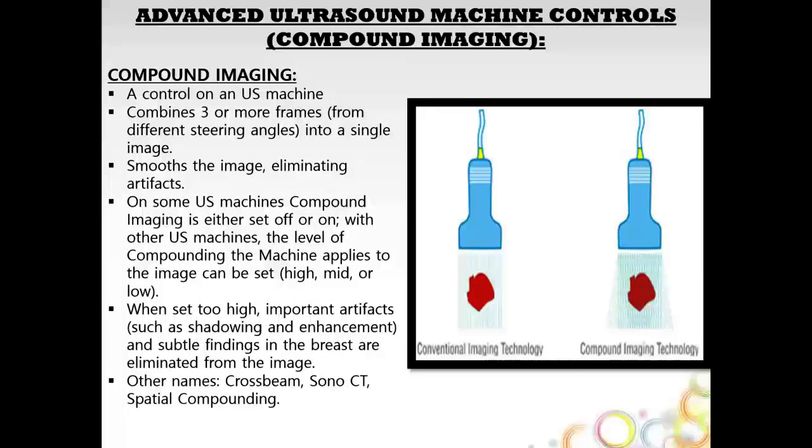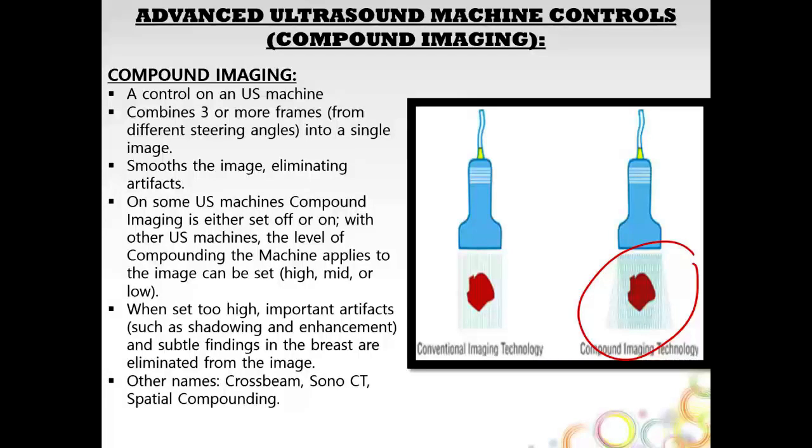Compound imaging. And this is another control on an ultrasound machine. Compound imaging on some machines is either just on or off. On some machines, you can actually choose the level of compound imaging, so it can be set high, mid, or low. And what compound imaging does is it combines 3 or more frames. So a frame is one ultrasound image, and they combine them from different steering angles here, and mesh it all into a single image. So this creates a smoother image.